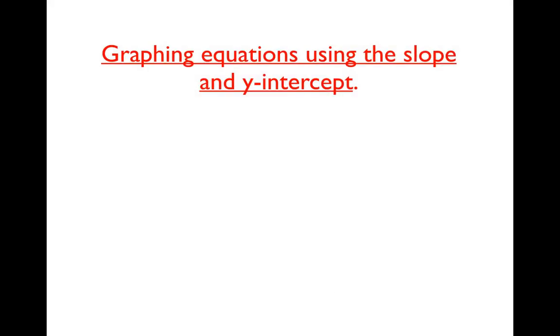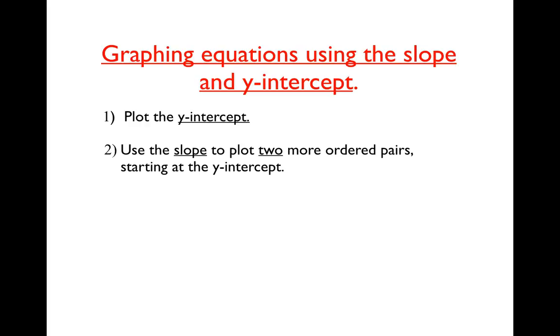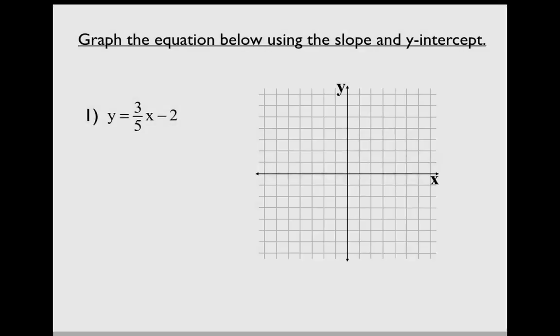Now here is the nice feature. We're actually going to try graphing these equations using slope and the y-intercept. So first you're going to plot the y-intercept. Then you're going to use the slope to plot at least 2 ordered pairs from the y-intercept. So the y-intercept is our starting point, our initial value. And then once you've done that, you're going to simply draw your line through the points, making sure they extend through the graph. So let's try it here.